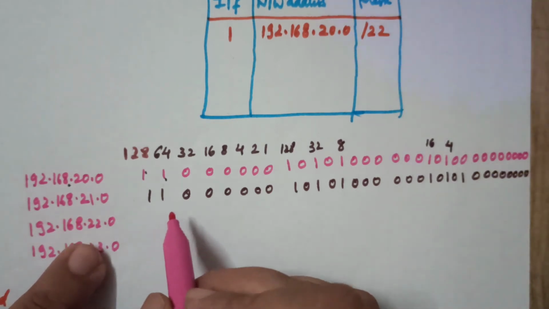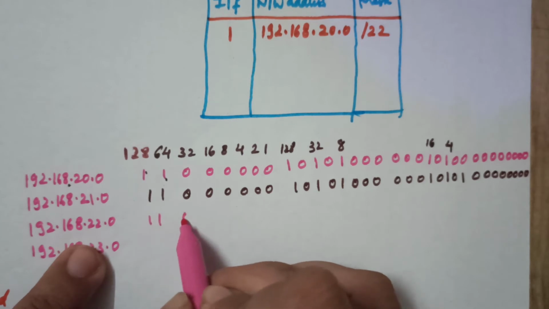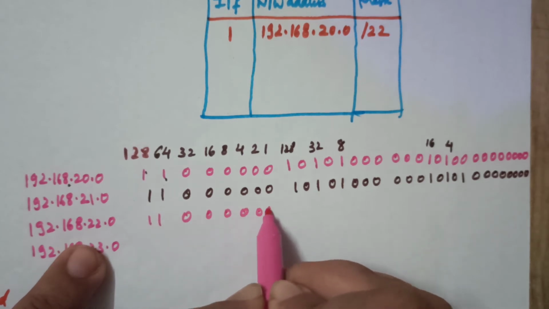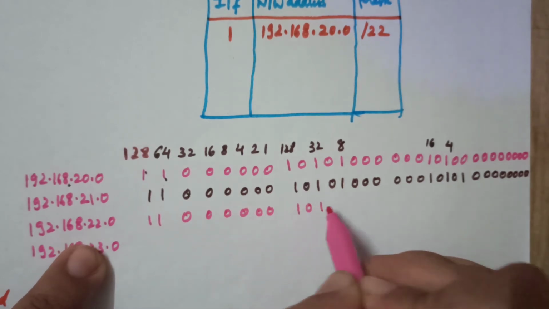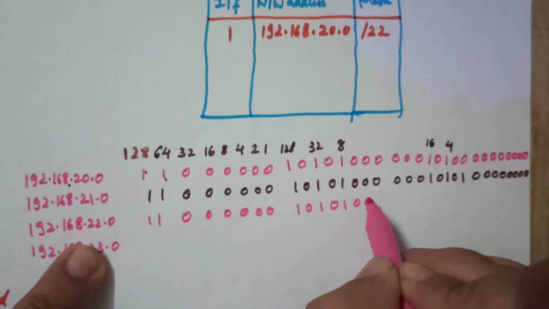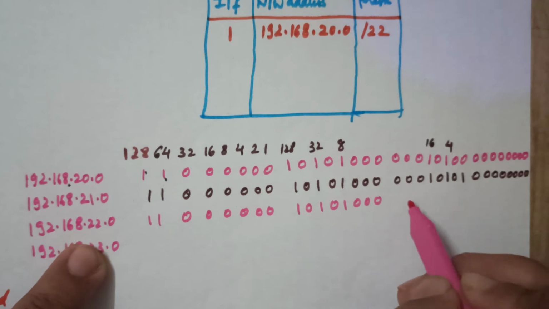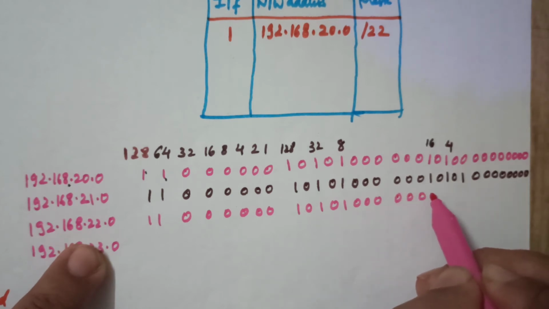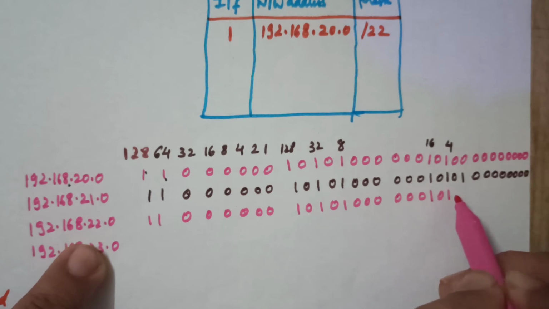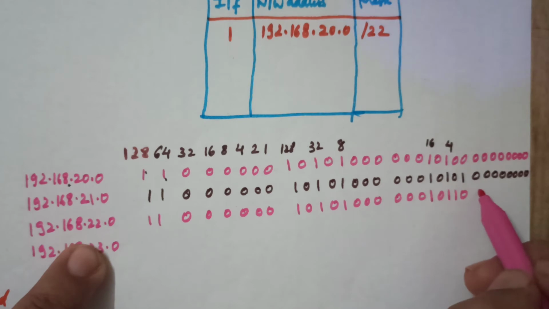Similarly, the third IP address can be written as 11000000, 10101000. Only the change is there in the third octet value. Now we have to write 22 in binary, so it will be 00010110, and the last octet is 0, so all 8 bits are zeros in the last octet.